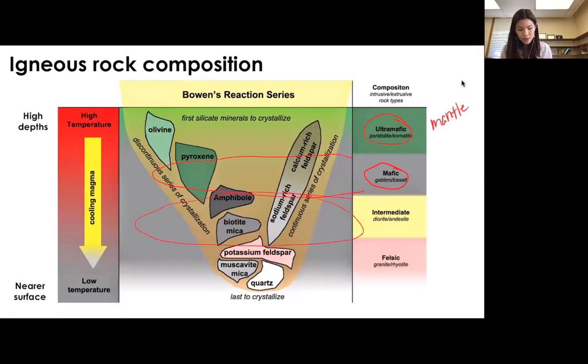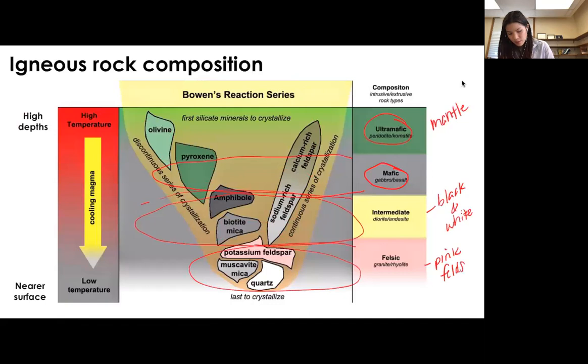Intermediate rocks tend to be a lighter color, so they may be black and white colors. And then our felsic rocks at the lowest temperatures are going to contain pink feldspars, and then also a lot of white quartz. So they're going to be fairly light in color.